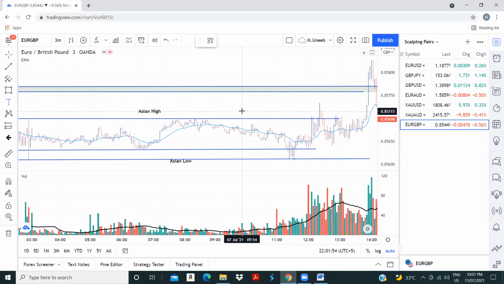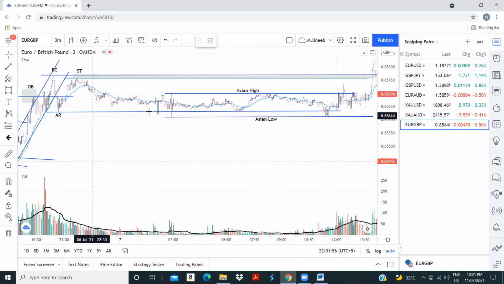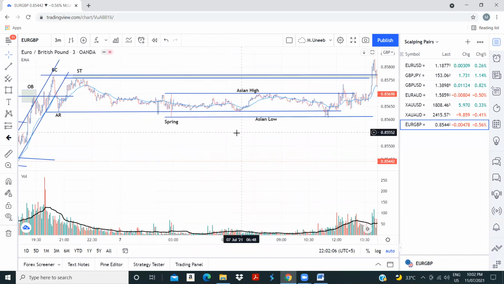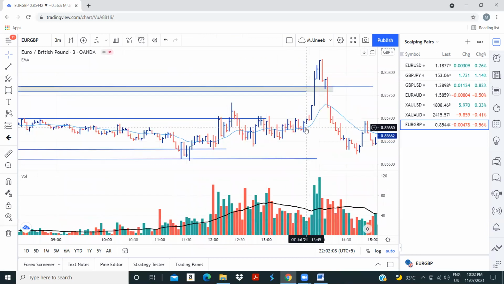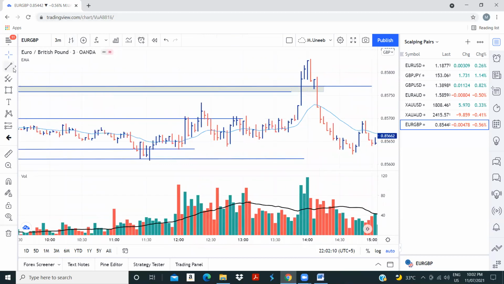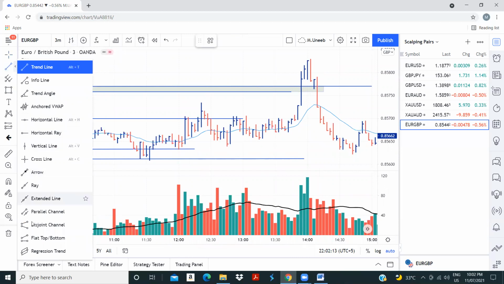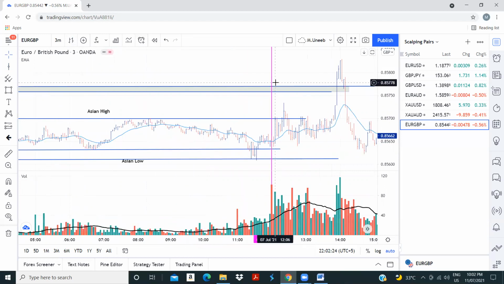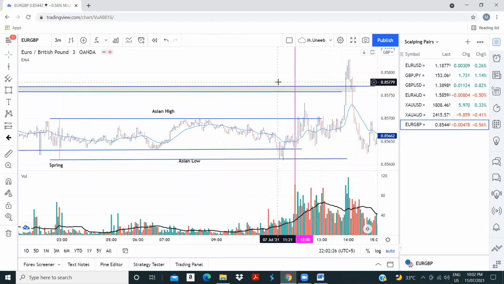So this is AR. I think we should put a vertical line at London Open. Okay, you can put a vertical line. Yeah, this one. Okay, this is London Open.